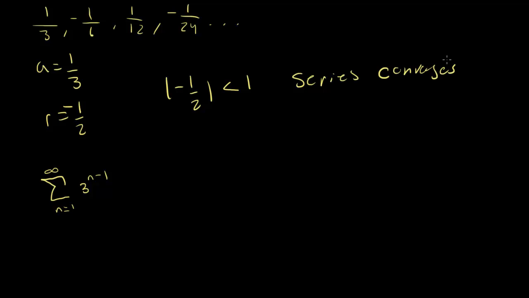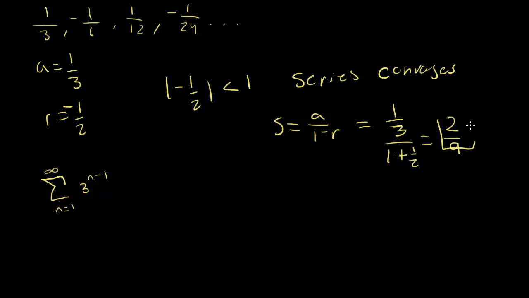Given that the series converges, now we can determine what the series converges to. In order to do that, we use the formula we discussed, and let's just plug in some values. The first term was 1/3, divided by 1 plus 1/2, and you end up with a value of 2/9. So that's the first example, and this is a convergent series.